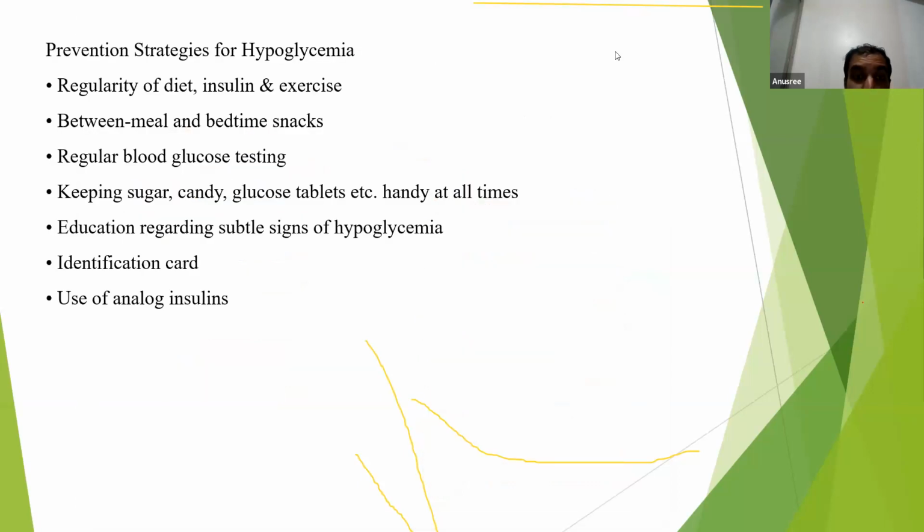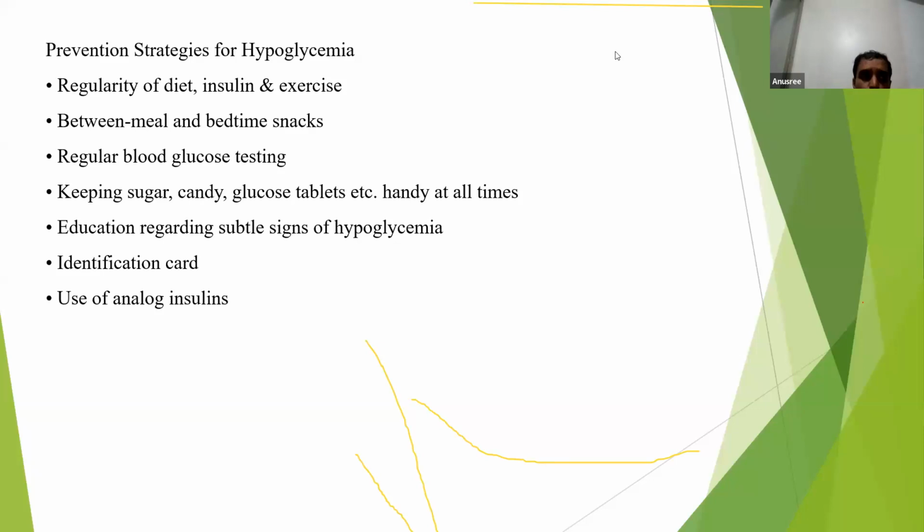And our main part is prevention. Being a primary care physician, our main part is prevention. Always explain hypoglycemic symptoms to your patient, because whenever they take sulfonylurea or insulin, secretagogues or insulin, they are at risk for hypoglycemia. So they should be advised regularity of diet, insulin, and exercise. And between-meal snacks and bedtime snacks can be advocated if they are facing this problem.